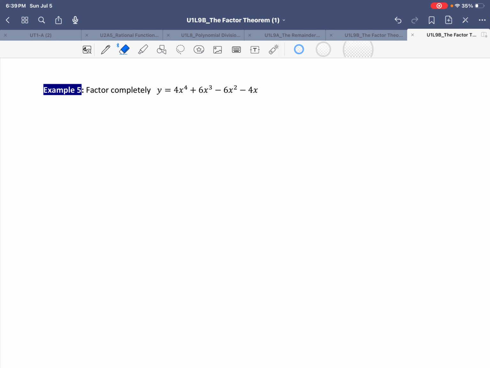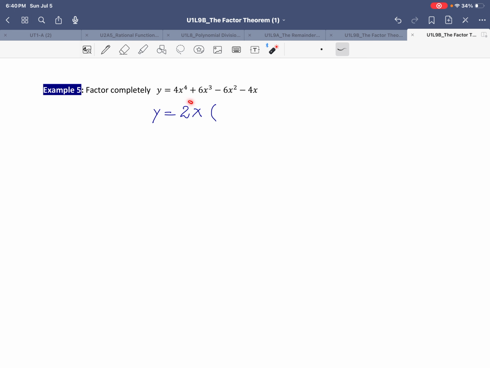And we're down to example number 5, where we want to factor completely y equals 4x^4 plus 6x^3 minus 6x^2 minus 4x. So we're going to start off by checking for greatest common factor. As you can see in here, all the coefficients are even, which means that 2 would be a common factor. Another thing you probably notice here is that all terms have a variable x attached to it. So x of the lowest power you see there will be common to all of them. And we'll figure out what is left.